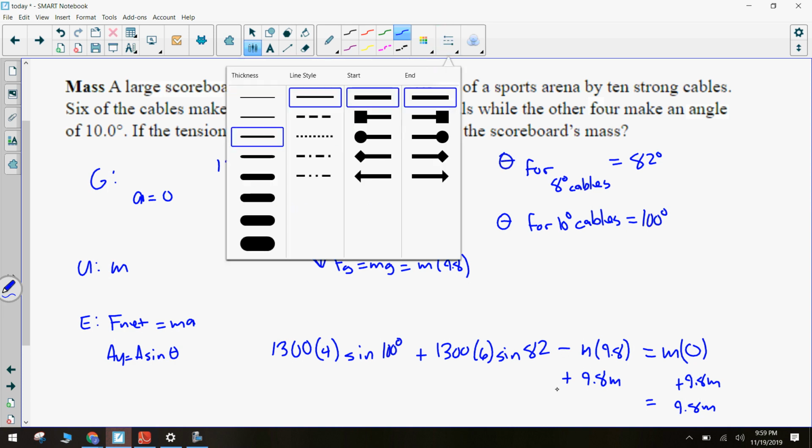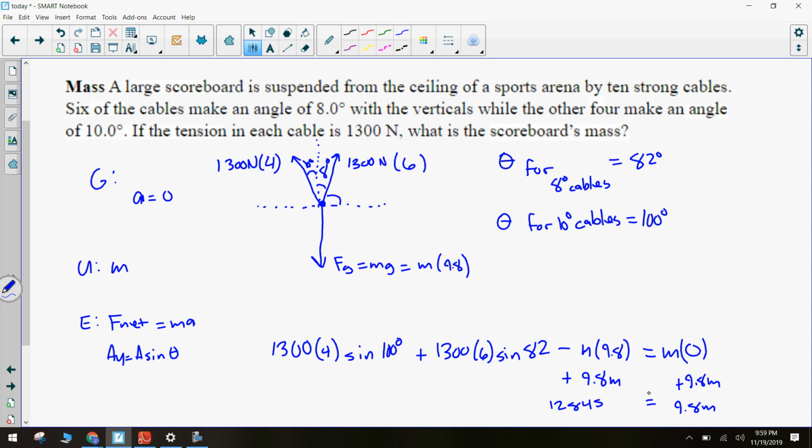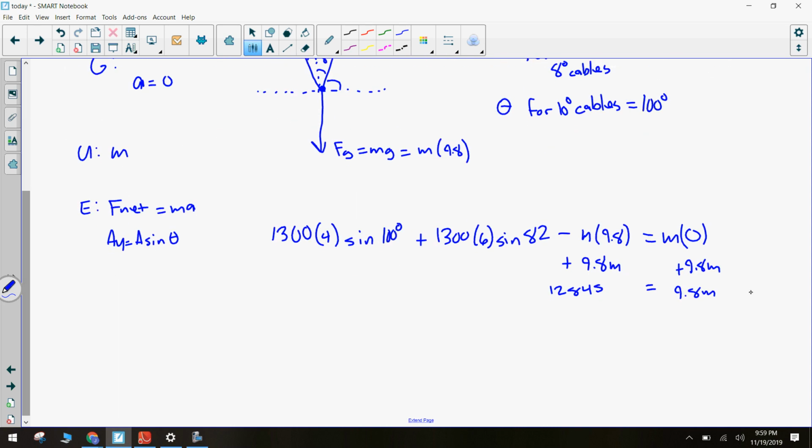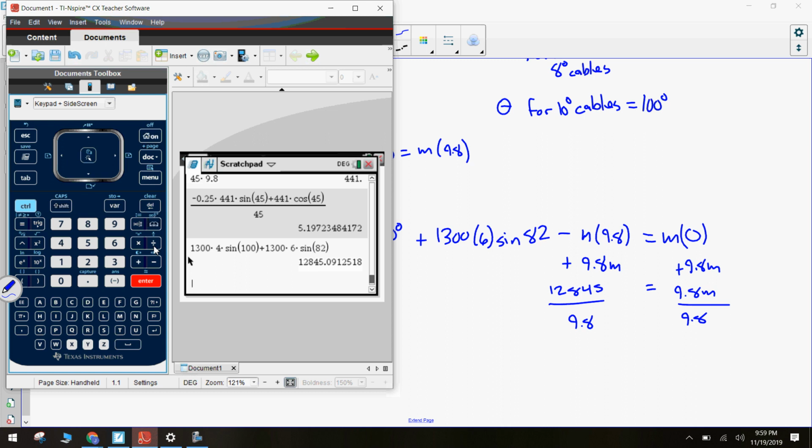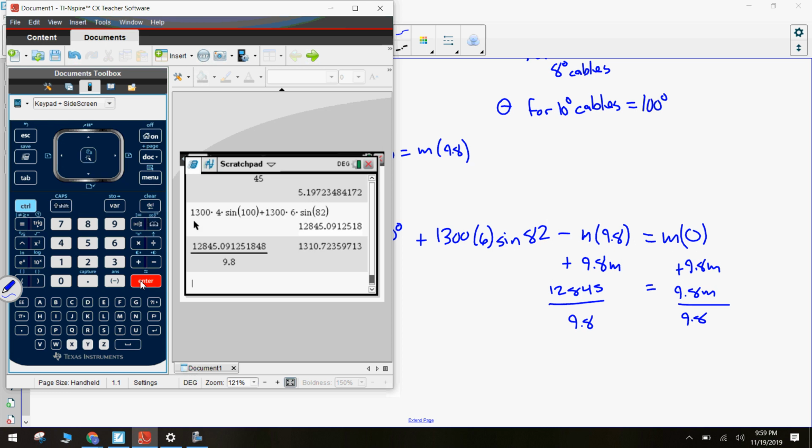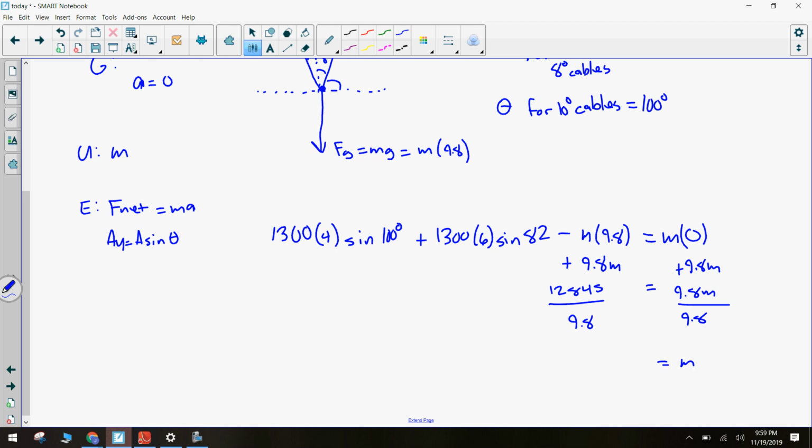So let's see, we got 12845 equals 9.8 m. All right, 9.8 is multiplying times m, so the opposite is to divide both sides by 9.8. Now remember, I don't like to round in the middle, so I'm just going to go back to the calculator. I've already got this number in here. Just hit divide by 9.8. And we get 1310. So the mass is equal to 1310.